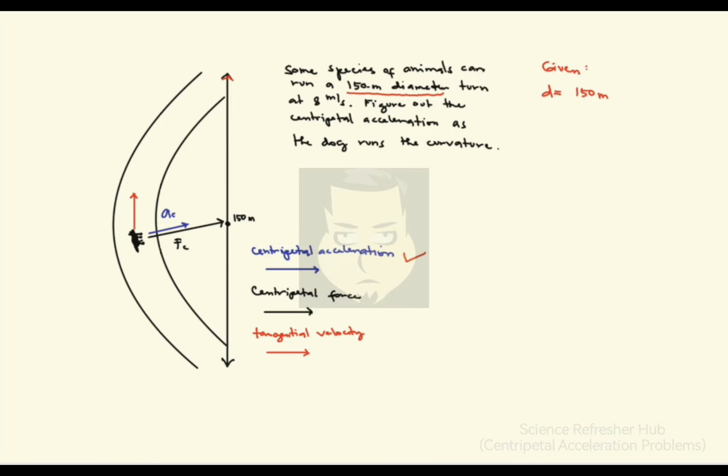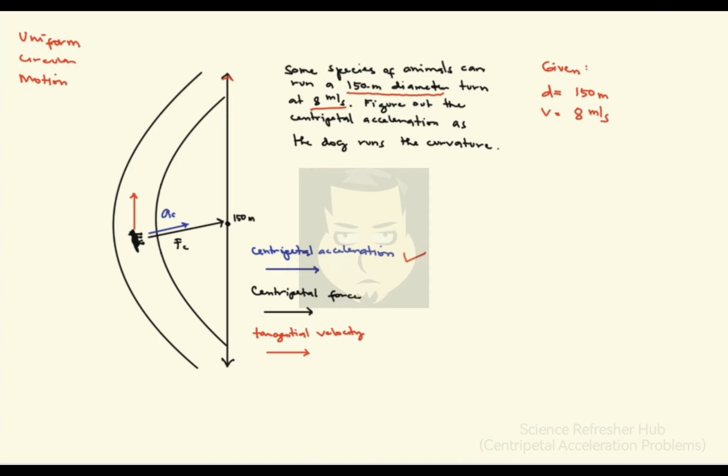And then another thing, this creature can turn at constant speed. Okay, constant speed because we're dealing with uniform circular motion, meaning in uniform circular motion, speed is constant all throughout the motion. So our speed or velocity, according to the problem, is 8 meter per second.